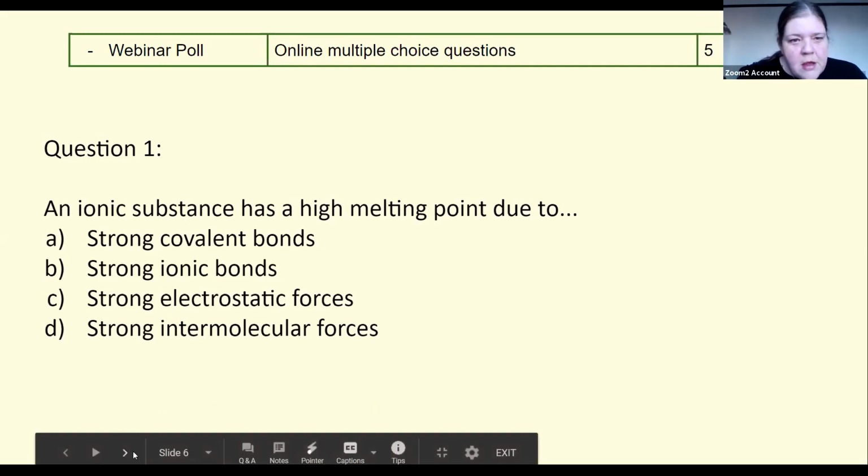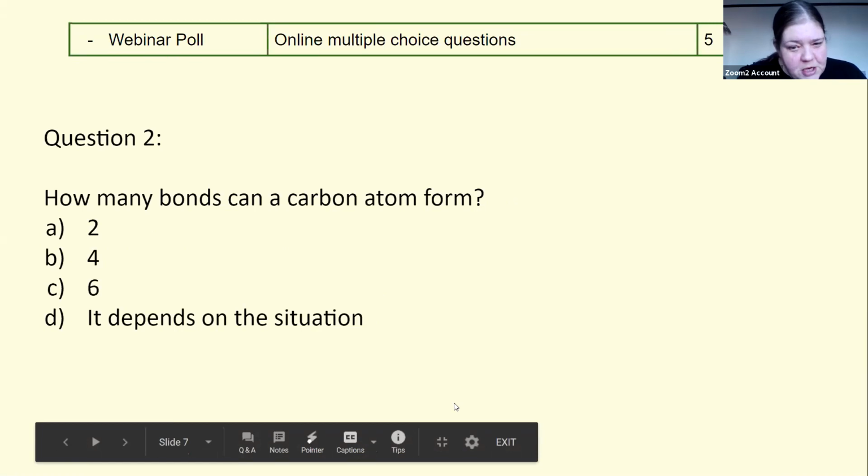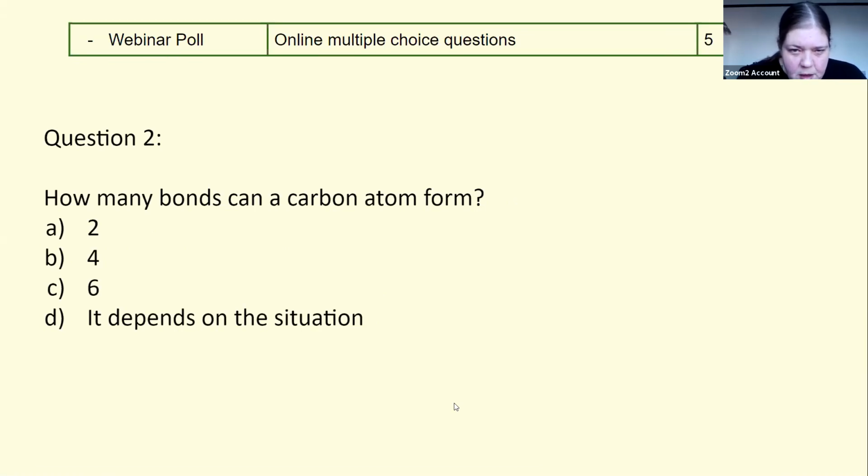So I'll move the slide. Let's see if you were listening to this question. How many bonds can a carbon atom form? And here we go. Poll 2. Launching now. Remember what I said, carbon, what group is carbon in? Therefore it has.